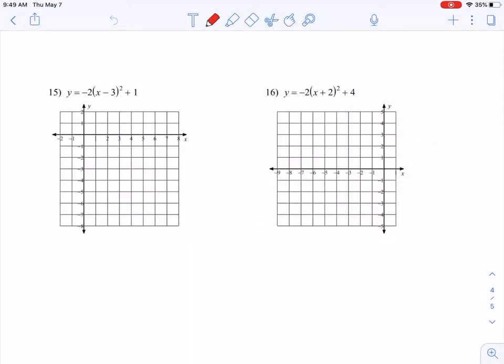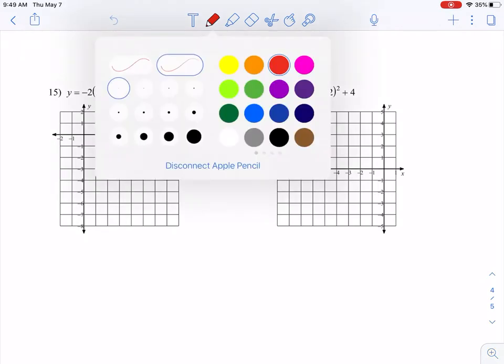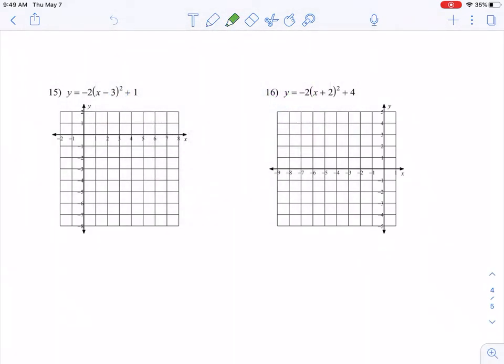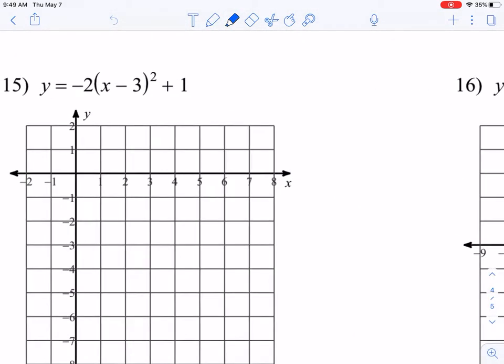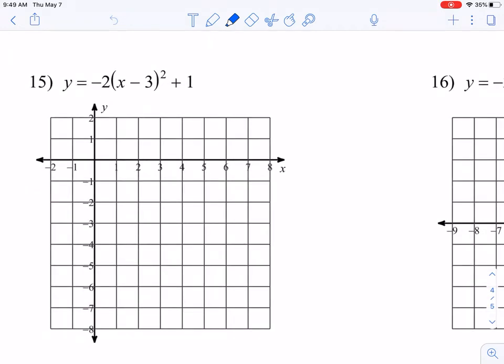All right, we are going to wrap up these last two, 15 and 16. Again, we are graphing these using a parent table and then a transformed table. So several different pieces of information we need to know getting into this. First, this only works with vertex form. So from vertex form, we can list the transformations.